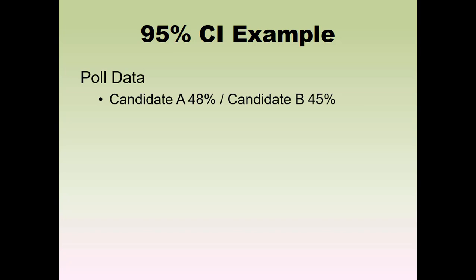The confidence interval is based off of the number of individuals that were sampled in that poll. So as the sample size goes up, the confidence interval decreases. In this poll, we had 426 likely Democratic voters. This was actually from primary data at one point, and the confidence interval was plus or minus 5%.